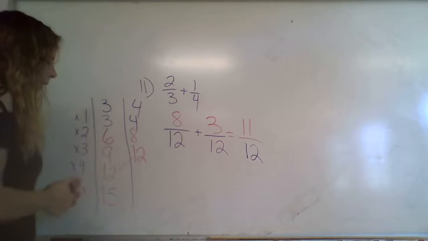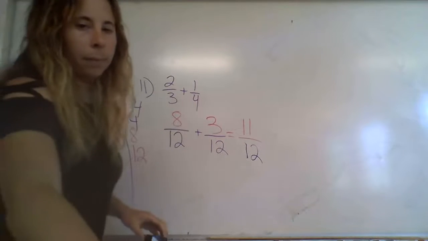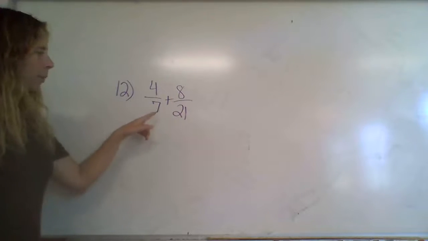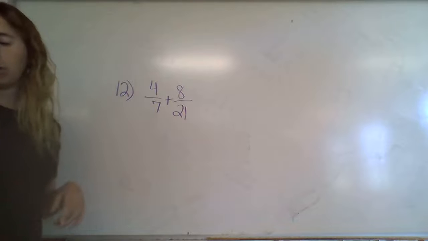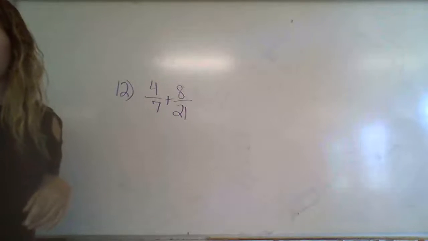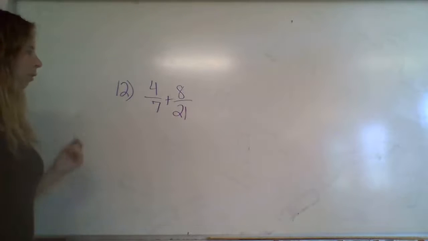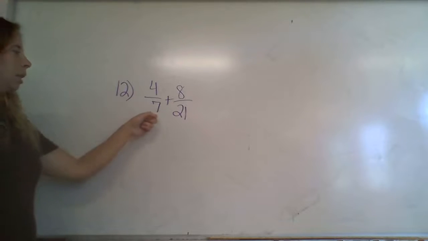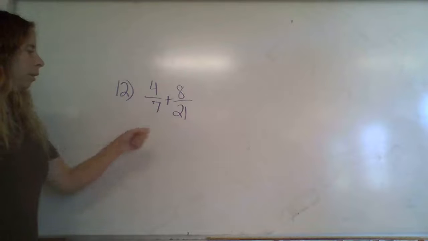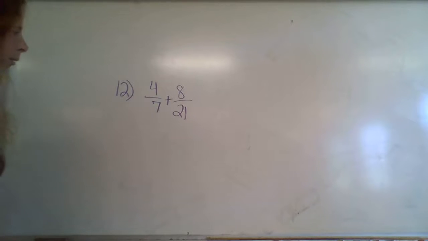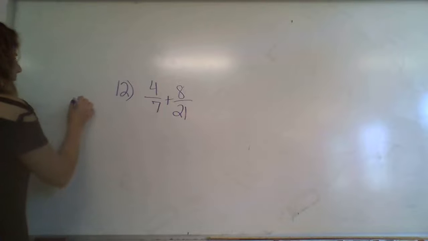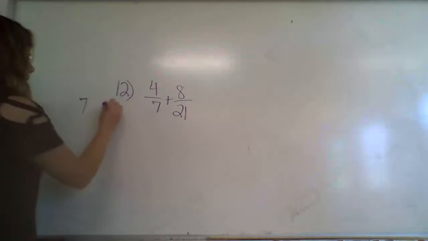I'll do one more. Okay, there we go, for real. So 4 sevenths plus 8 over 21. The first thing you need to do, you cannot add them until you have a common denominator. If you can do it in your head, that's fine. If not, we can make a table. I have 7 and 21.